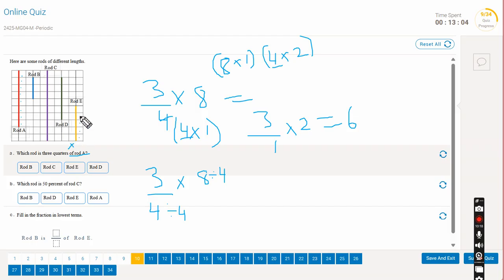1, 2, 3, 4, 5. Nope. Let's check again. The other ones. 1, 2, 3. And then another one. Oh, sorry. This one will be. Yes. Let's count the other ones. Rod D, 1, 2, 3, 4, 5, 6. There you go. Rod D is your answer. Okay, so you just need to multiply them and then with the answer you get, find out which rod that is.